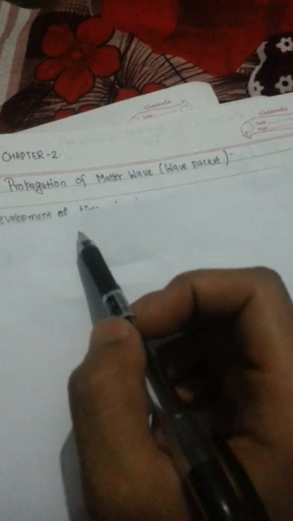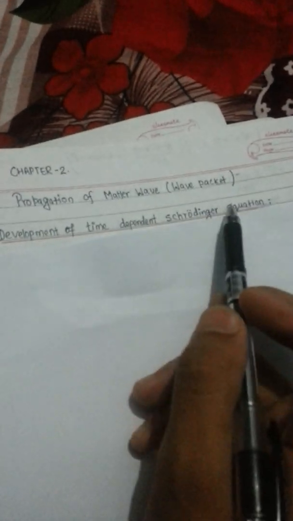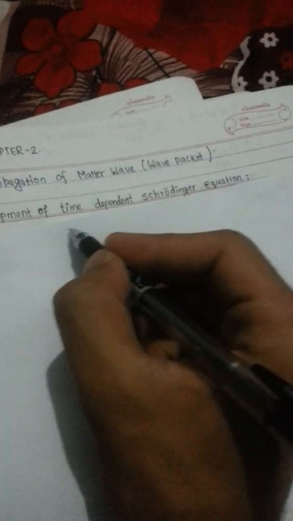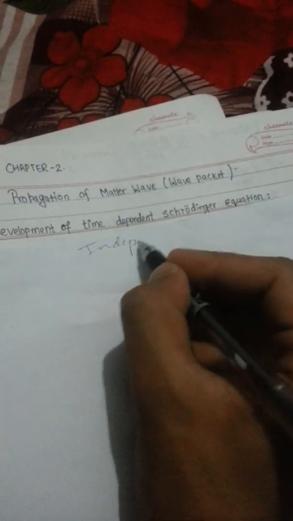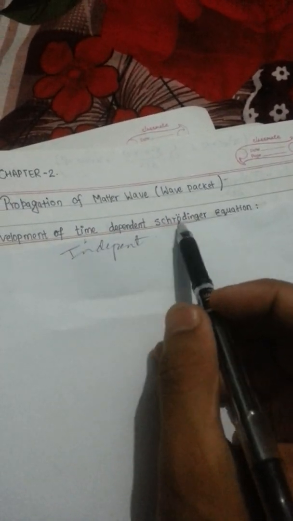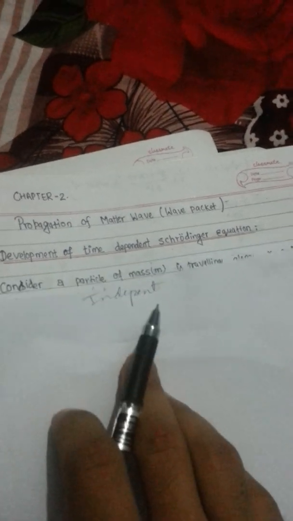चलो आज हम शुरू करते हैं चैप्टर 2, development of Schrodinger wave equation. There are two types. One of them is the time dependent Schrodinger equation and another is the time independent Schrodinger wave equation. Let's talk about the time dependent Schrodinger wave equation.